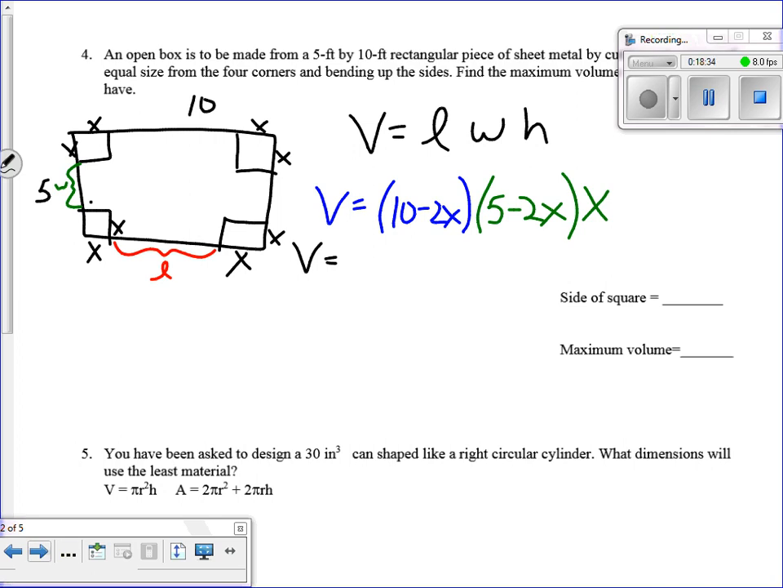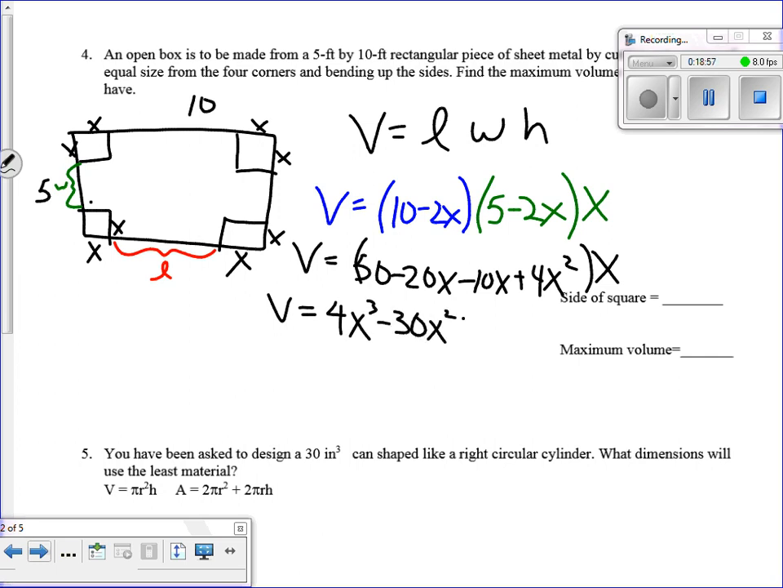Okay, so 5 times 10, so we have 50 minus 20x minus 10x plus 4x squared, right? And we still have to multiply by the x. So if I combine the negative 20x and the minus 10x, that's minus 30x, and I distribute the x, I get the volume is equal to 4x cubed minus 30x squared plus 50x. Beautiful.